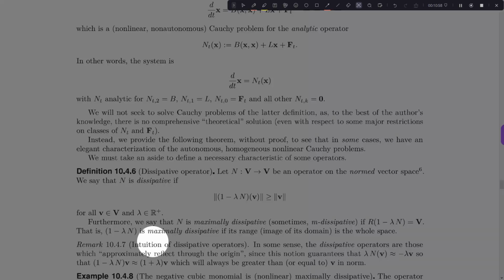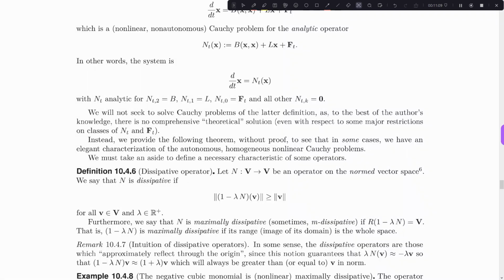Now we'll get to the intuition. In some sense, the dissipative operators are those which approximately reflect through the origin. That's what I want you to think. Dissipative operators are taking some vector in a vector space and punching it through the origin. They're flipping its direction somehow, and now it's facing in the other direction from the origin. But it can do that non-linearly. That's the important thing, that it's allowed to do that non-linearly. So some weird things can happen to the vector, but wherever it happens to end up is on the backside of the origin from where it started.